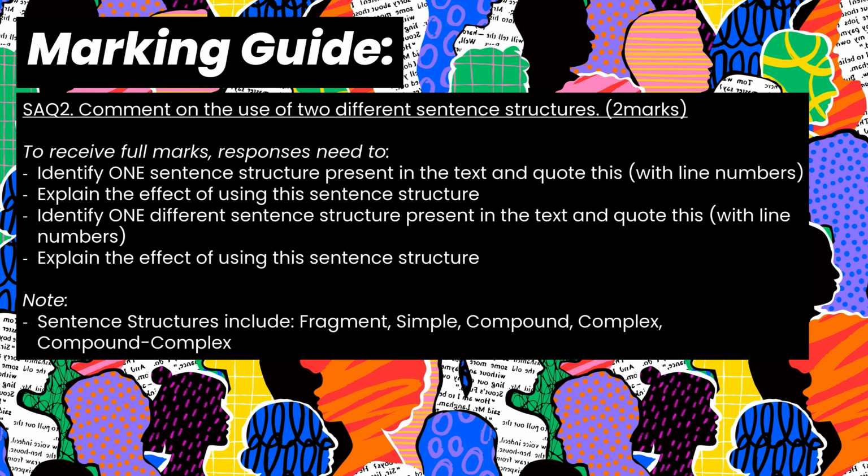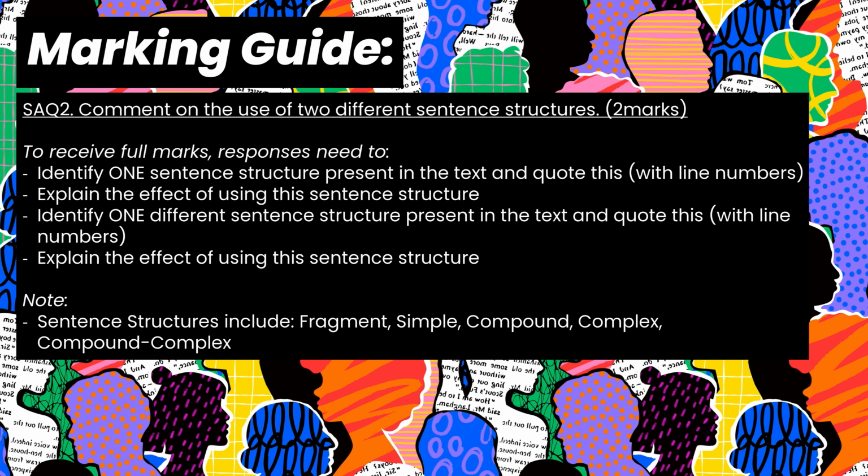Now, let's be honest, this is a difficult question because it's only worth 2 marks, but this question could easily be worth 4 marks because it's asking you to do 4 things for these 2 marks. In terms of the marking allocation, overall, you would get 1 mark for correctly identifying 2 different sentence structures, and then 1 mark overall for your explanation of those sentence structures.